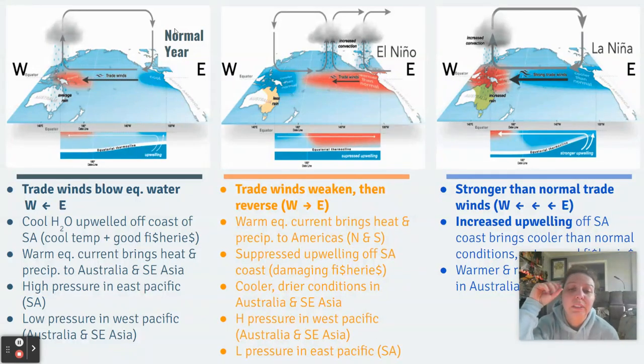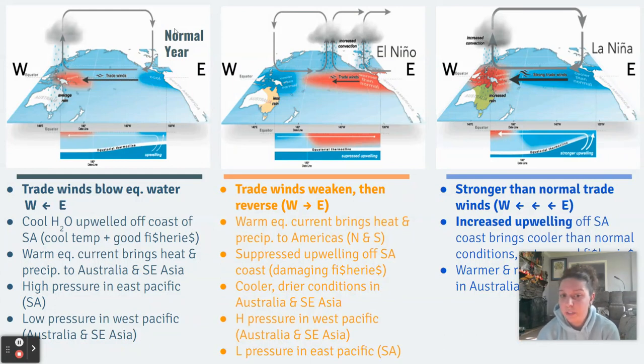So this is going to bring that heat and precipitation to the Americas, to North America and South America. So that's going to give us milder winters, but it's also going to give us rainier conditions, which could cause flooding. Now, this is also going to suppress that upwelling because it's going to start keeping the warmer water over near South America, which is going to damage those fisheries.